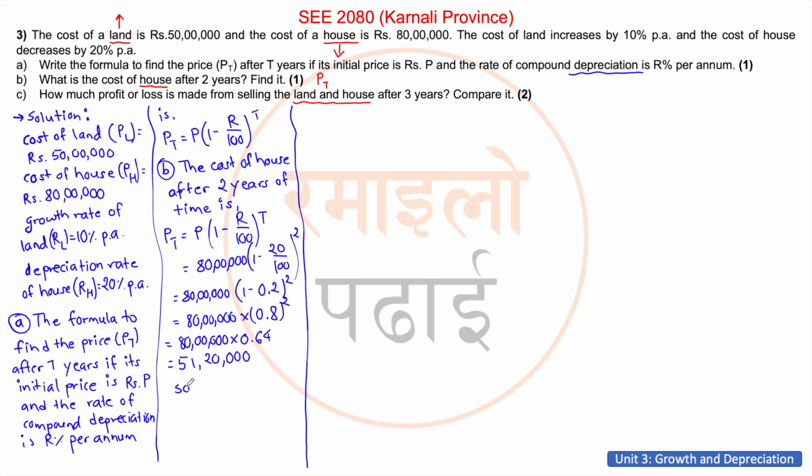So the cost of house after 2 years is Rs 51 lakh 20,000. With this we have completed question number B. Now moving on to question number C.